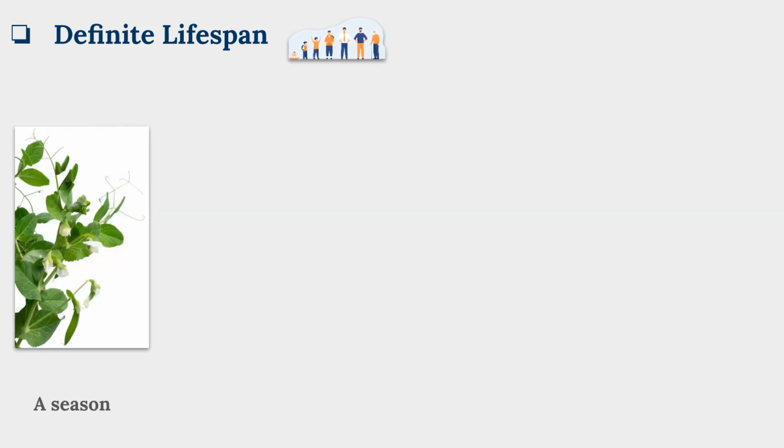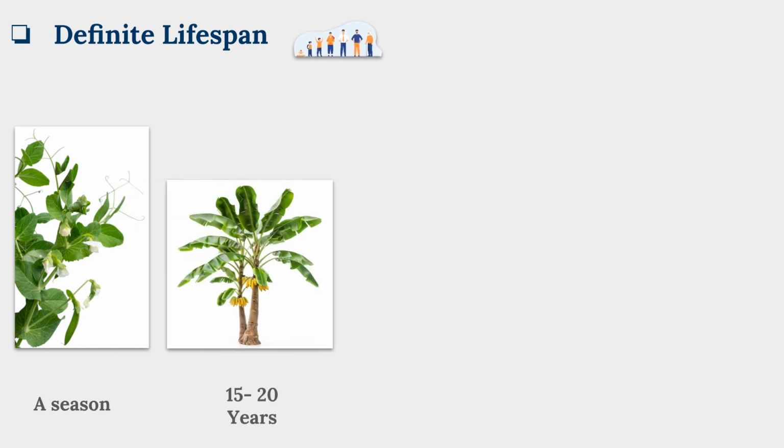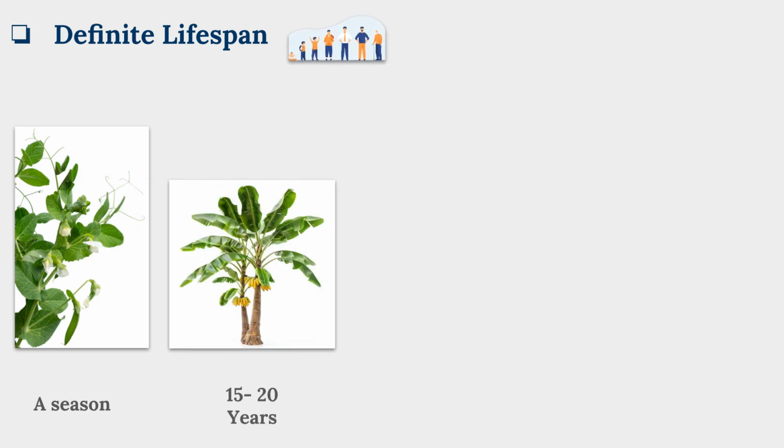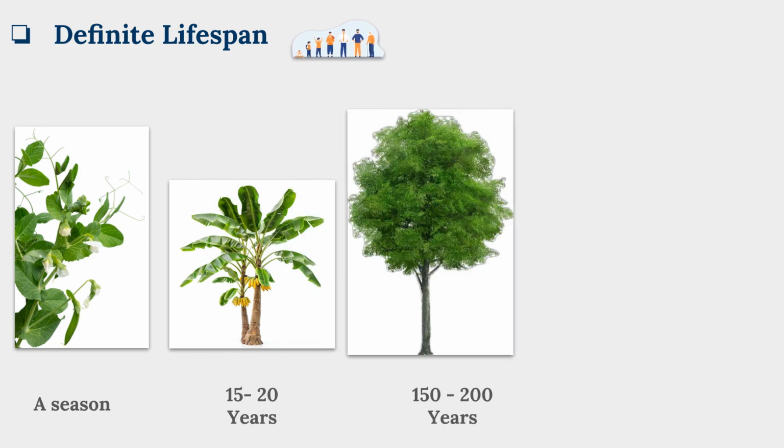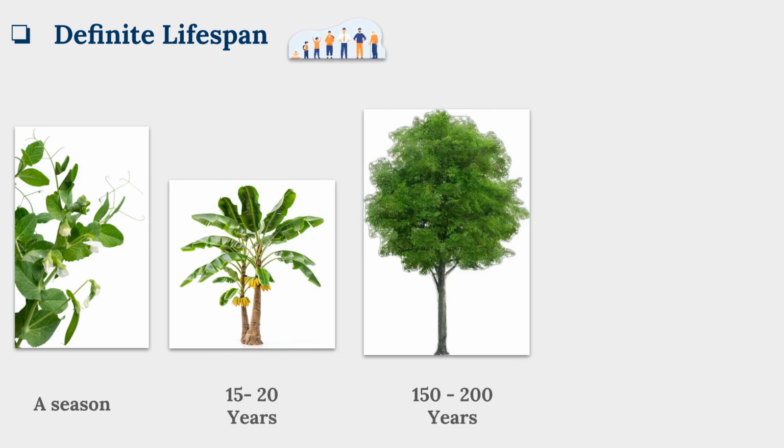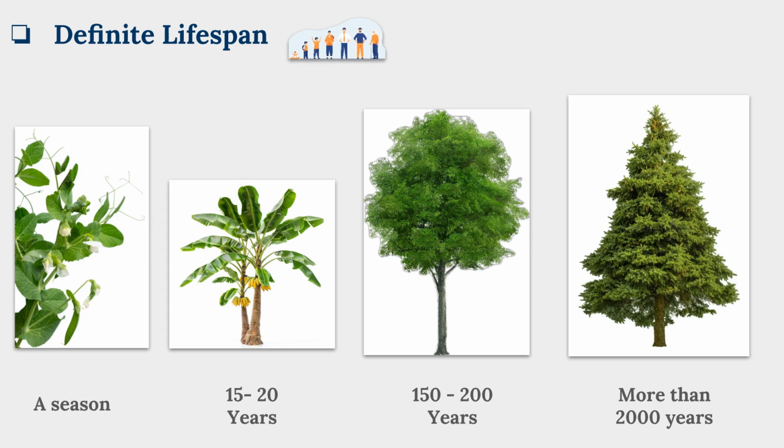The lifespan of plants also varies. The pea plant lives for a season, a banana plant lives for 15 to 20 years and a neem tree lives for about 150 to 200 years. Some pine trees are known to have lived for more than 2000 years.